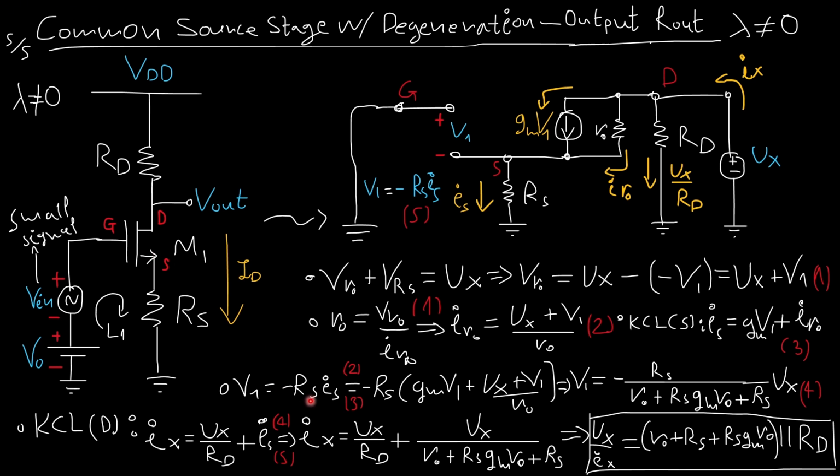In general, we say that the output resistance has been boosted by Rs, this resistance seated between the source and the ground. This would be important because we don't want a lot of output impedance here, just so we don't mess with this circuit if we have anything else right here. We don't want to load our circuits. That's it. That's the common source stage with degeneration in the more general case where we have channel length modulation.